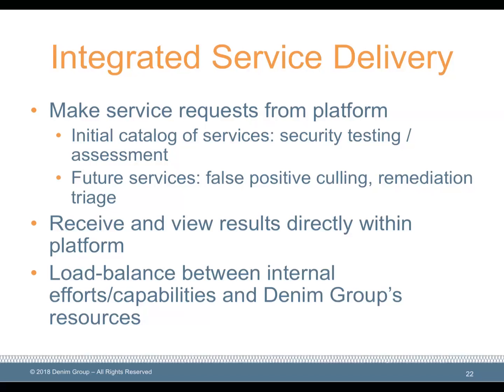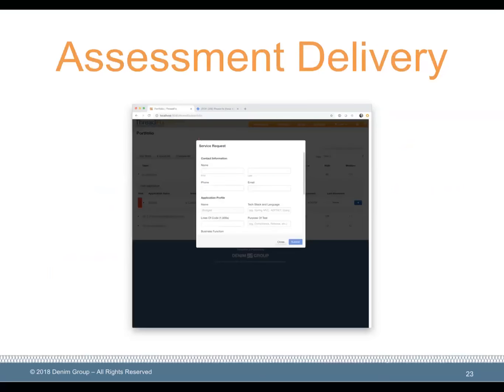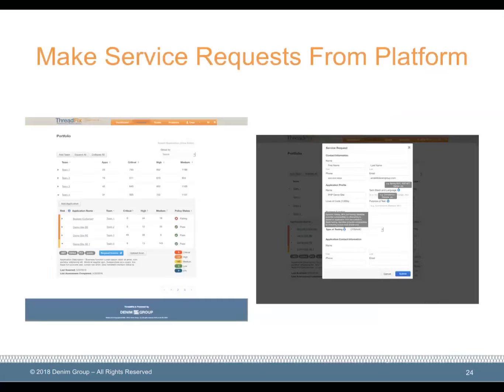So with 2.7, ThreadFix gives you access to Denim Group's quick check assessments as well as our standard assessments, both from a static analysis and from a dynamic analysis standpoint. So you can, again, make that determination to say, what workload do I want to be responsible for? What workload do I want to turn over? So again, this allows you to request these assessments from inside of the ThreadFix platform.